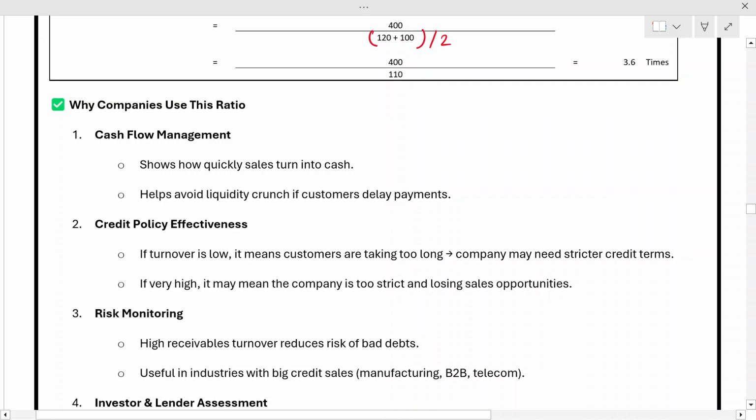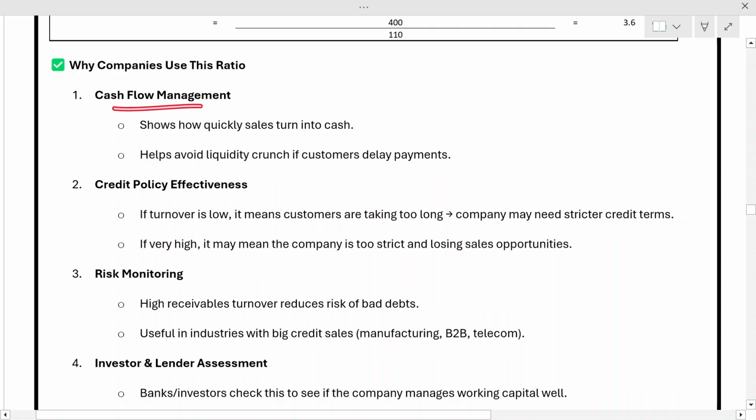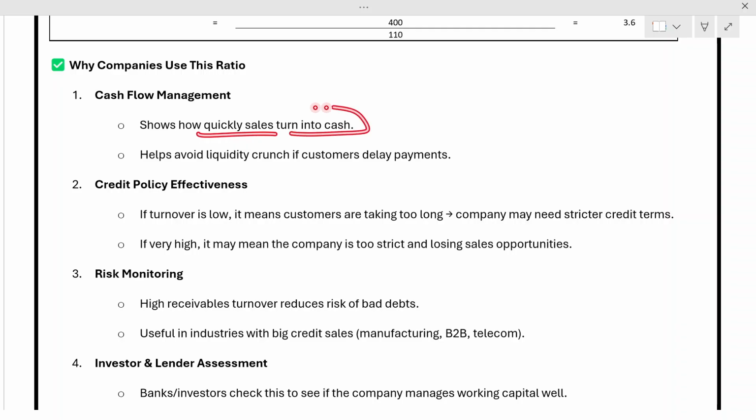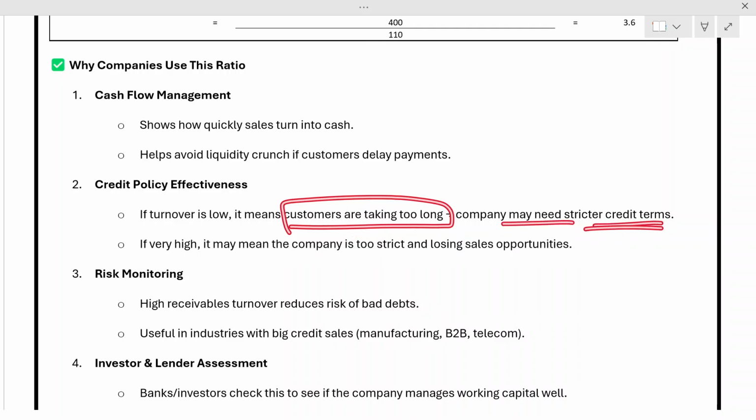Now why do companies use this particular ratio? They use it for cash management as well. They see how quickly their sales turn into cash, how much time it takes to convert sales into cash. Similarly, they see credit policy effectiveness. Suppose the turnover is low; it means the customers are taking too long and the company may need stricter credit terms. In our example here, they were taking 100 days.